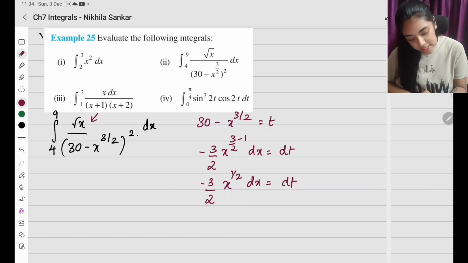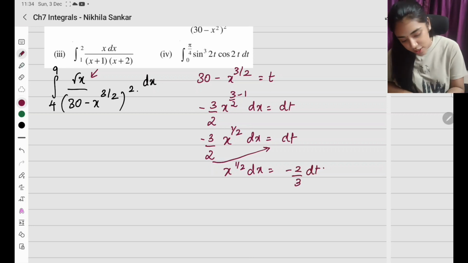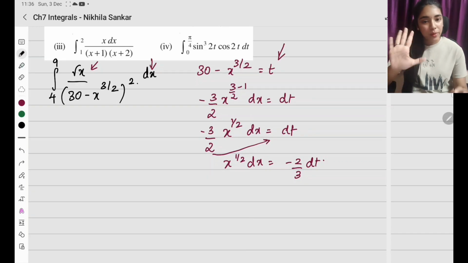So, here what do I see? Root x, which is nothing but x to the power 1 by 2. So, x to the power 1 by 2 times dx equals, when I take this constant to the other side, I have minus 2 by 3 times dt. So, now how does my integral change? Let us omit the limits for now.